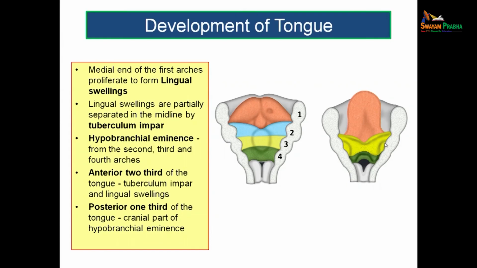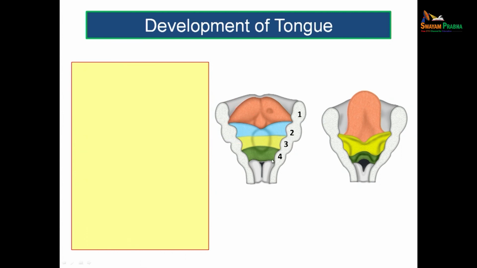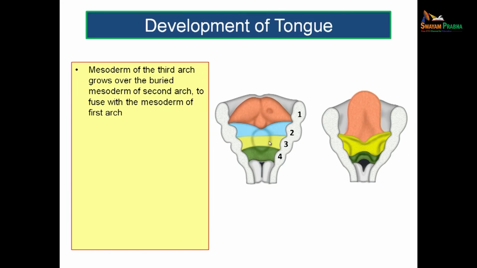That is the reason why the posterior one-third is actually getting the nerve supply from the glossopharyngeal nerve. Now, this is the first arch with the derivatives, that is the lingual swellings. Then you have the tuberculum impar. Then you have the hypobranchial eminence derived from the second, third and fourth arches. And the third arch is actually overgrowing the second arch, so that the second arch is trapped between the first and third arch. So the mesoderm of the third arch, as we have already mentioned, encroaches over the buried mesoderm of the second arch to fuse with the mesoderm of the first arch.